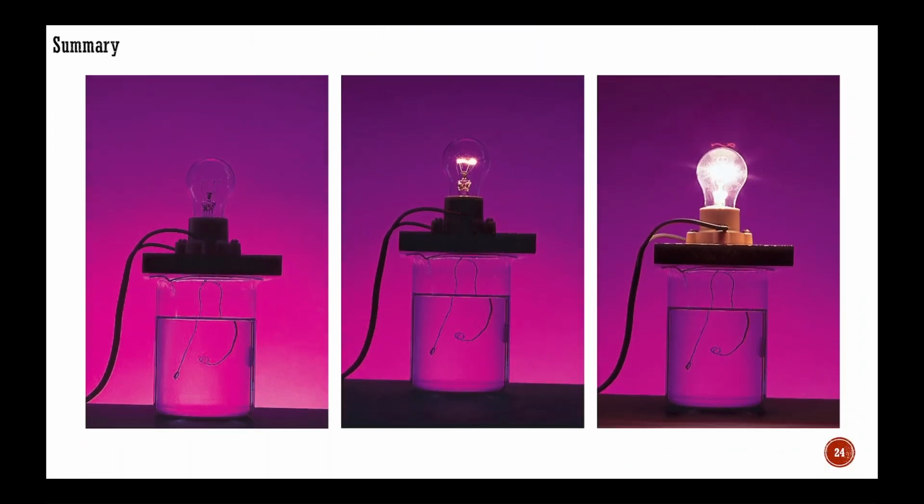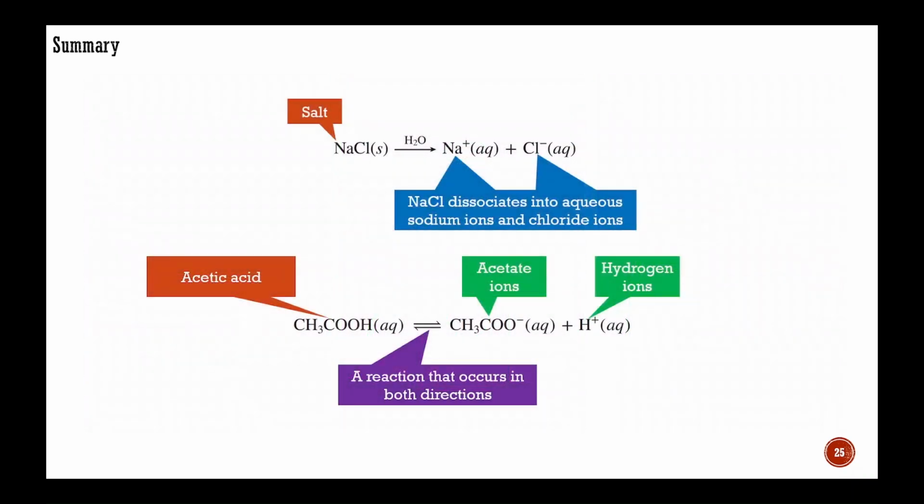To sum up, in this lecture, you have learned that an electrolyte is a compound that dissolves in water to form an electrically conducting solution, while non-electrolytes dissolve to form non-conducting solutions. You learned that both acids and bases are electrolytes. Electrolytes can be ionic or covalent. Ionic electrolytes undergo dissociation in solution, while covalent electrolytes undergo ionization. Strong electrolytes dissociate completely, whereas weak electrolytes ionize only partially.